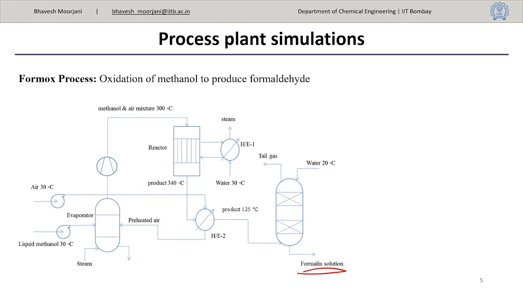So can you help me list all the blocks, all the equipment that are present in this process flow diagram? Can you name them one by one? Hello? This is simple, you can just answer it. We have a heat exchanger, then I have a reactor. What else do I have here?